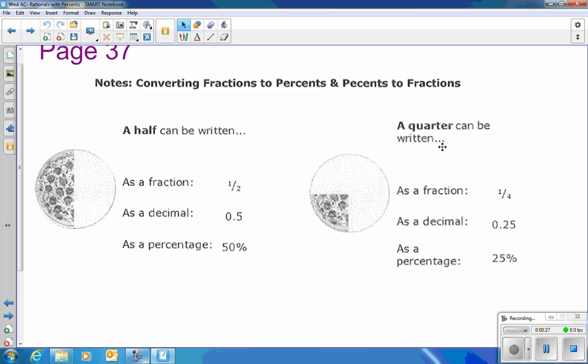A quarter can be written, as our picture models, 1 out of 4, or as 0.25. And then all percents are out of 100. So 1/4 of that 100 is 25.